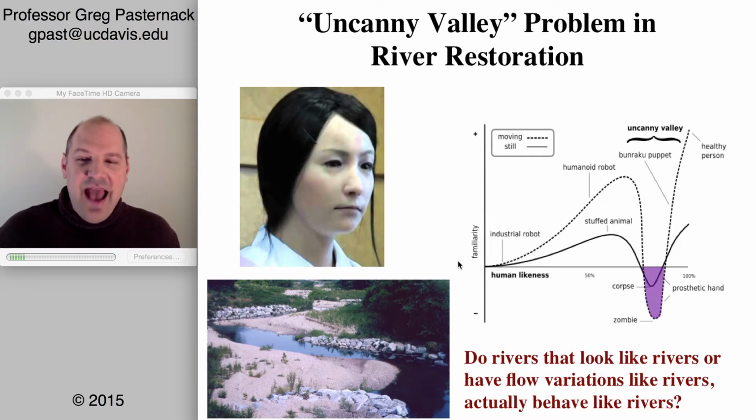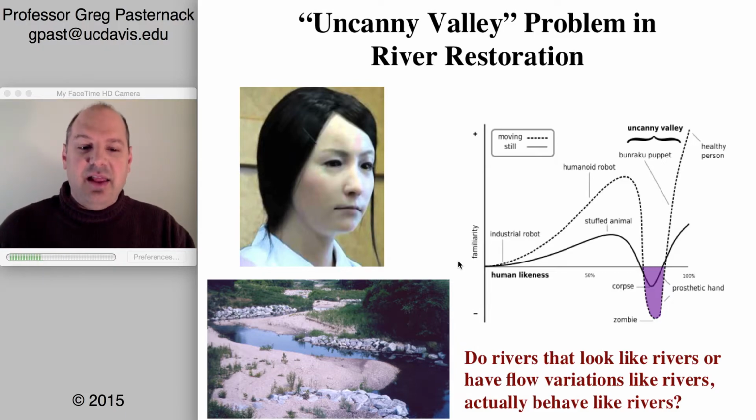So we have to ask the question, do rivers that look like rivers or even have flow variations like rivers, because that's another form of mimicry, do they actually behave like rivers? And what does behave mean? It means processes. It means mechanisms. Going back to those slides I showed you about physical processes, chemical quality, and biological health, does it have all of those things going on, or are we deep in the uncanny valley?